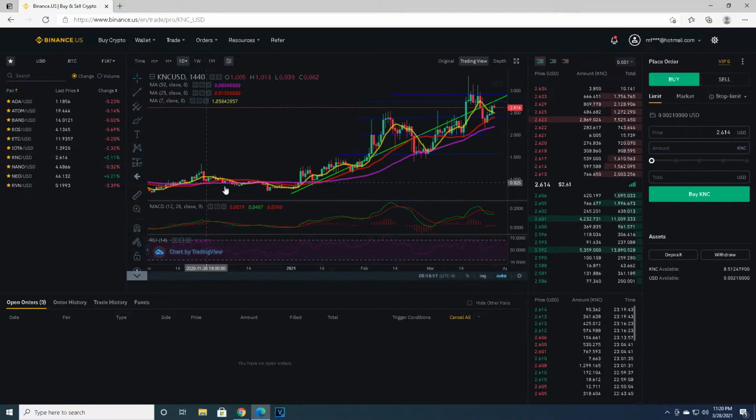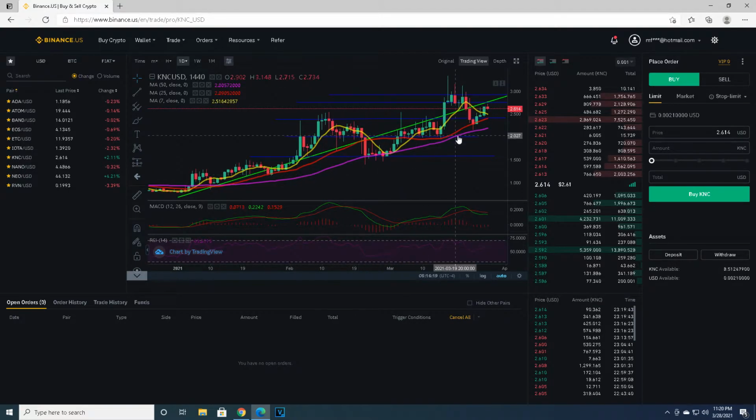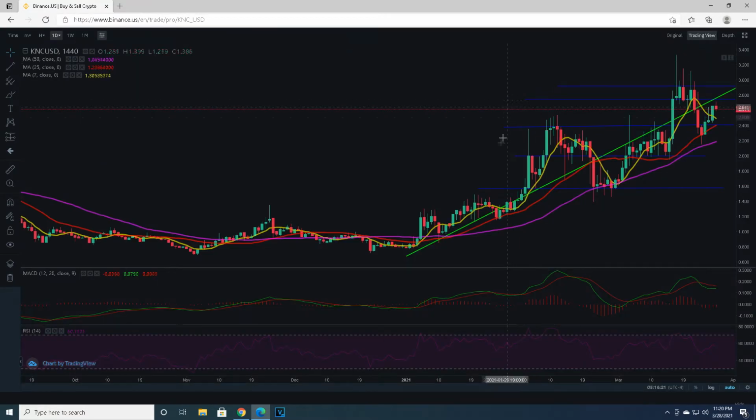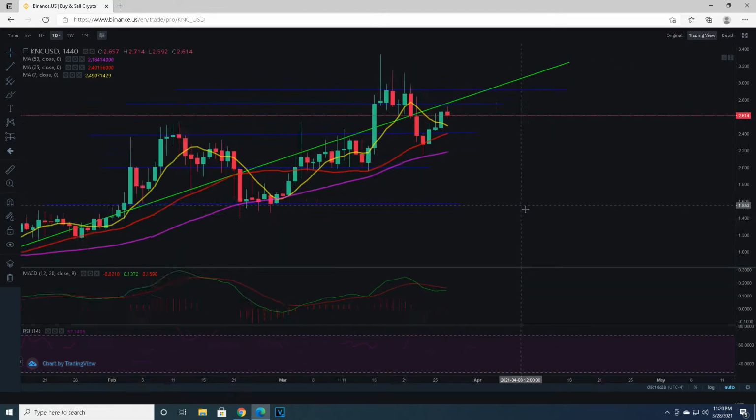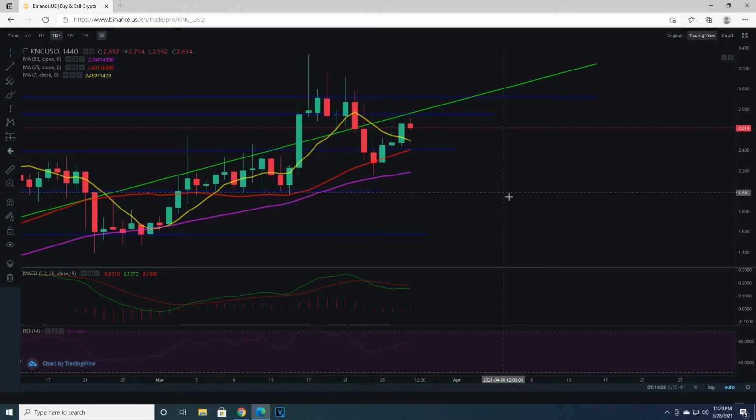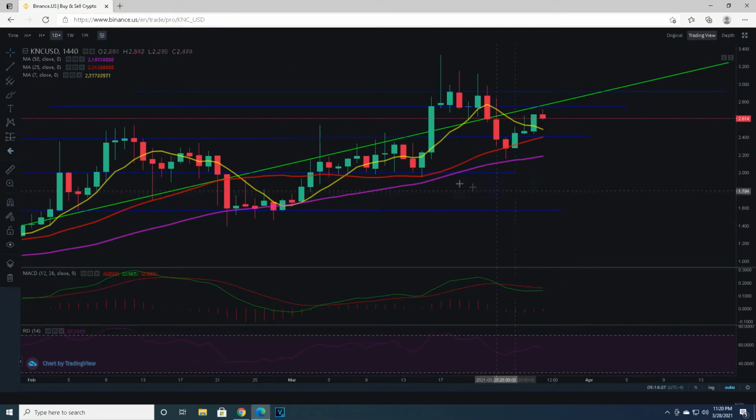KNC is one that I picked up and I'm very happy about. I made the video with KNC and IOTA together, and on KNC I missed a couple of support resistance lines. There should have been another line really right around here. You see how many times it touches it and hits it.